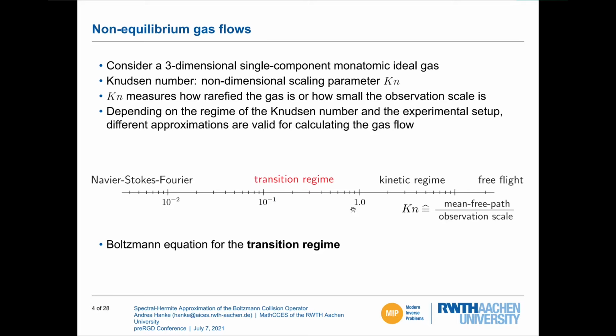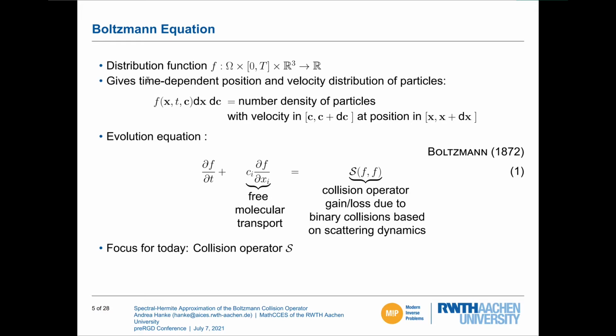And then you can have very large Knudsen numbers, and this is the kinetic regime, where you can work with equations that describe free flight of the atoms, essentially. And then here we have this transition regime, which is the playfield for the Boltzmann equation. Here, the Navier-Stokes-Fourier equations are not sufficient anymore to describe what happens accurately, and we're also not yet in the kinetic regime. The distribution function gives the time-dependent position and velocity distribution of particles.